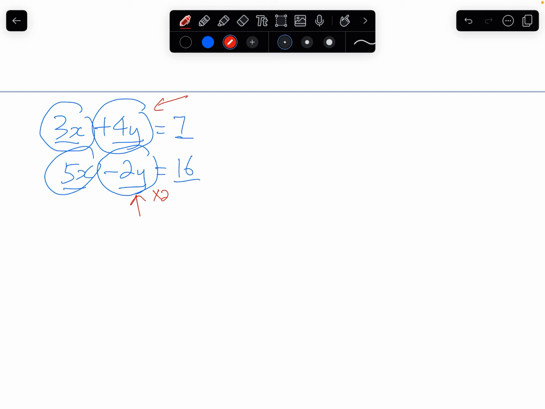Alright, so as we could get 2y to become 4y, but if we multiply 2 to one of the terms in an equation, then I need to multiply this by 2 as well, and I need to multiply this by 2 so as to balance the equation. So if I rewrite the question, it's going to look something like that, which is 3x plus 4y equal to 7, and I'm going to get 10x minus 4y equal to 32.